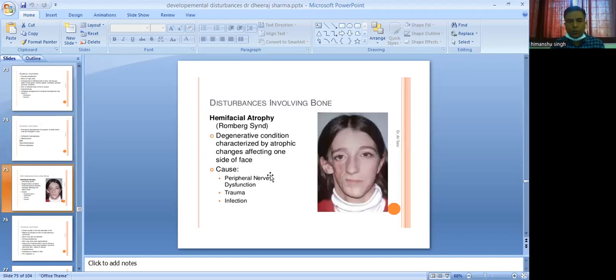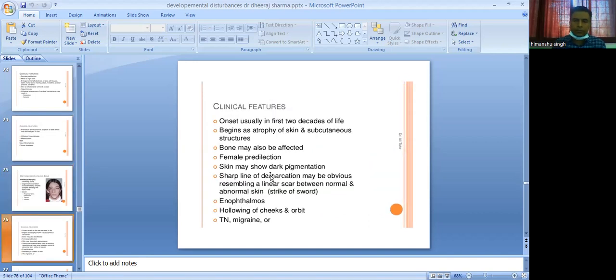Disturbances involving the bone. Now, the next topic is hemifacial atrophy. It is also called Parry-Romberg syndrome. It is a degenerative condition characterized by trophic changes affecting one side of the face. Causes are peripheral nerve dysfunction and trauma. Clinical features: the onset is usually during the first decades. There is atrophy of skin and the subcutaneous structures on the affected side. Bones may also be affected. Then we have female predilection.